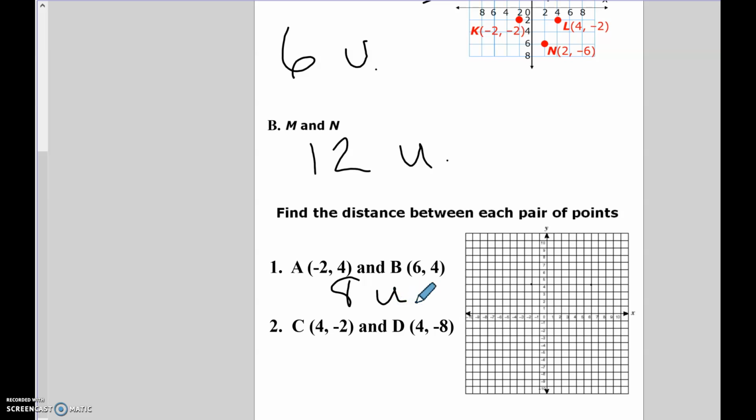Okay, you guys do number 2. Pause the video and try it. All right, did you guys get 6? 6 units? If you didn't, you might have graphed your points wrong.